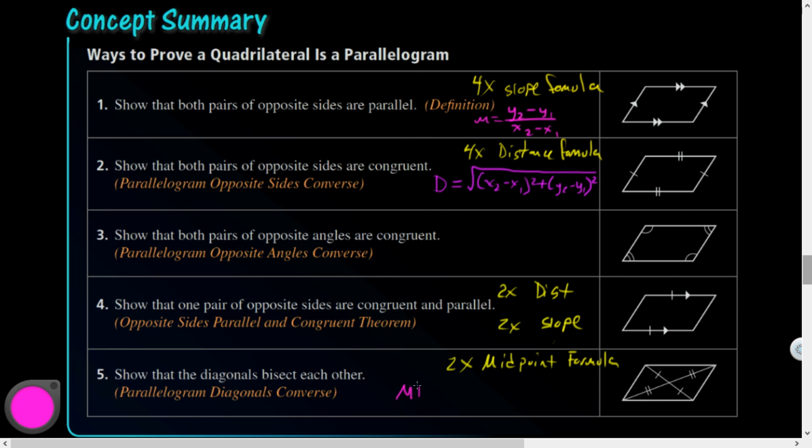The midpoint formula, by the way, is the average of the x's will give you the x coordinate of the midpoint, and the average of the y's will give you the y coordinate of the midpoint. And if both midpoints are the same point, then the diagonals bisect each other, and then it's a parallelogram by the parallelogram diagonals converse. So if you have a choice, this is the fastest way to do it because you only have to do 2 formulas rather than 4.